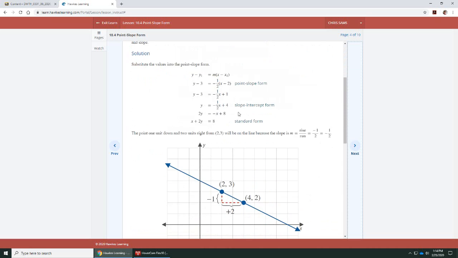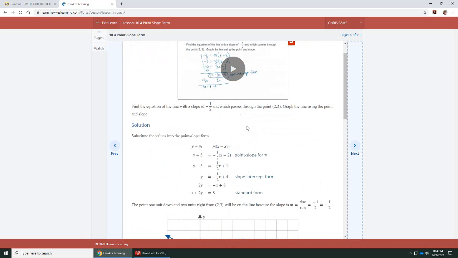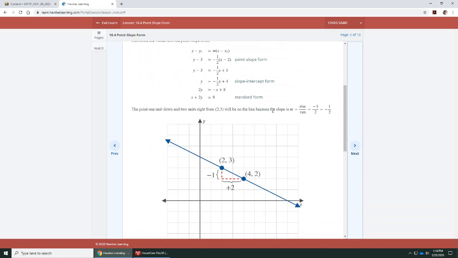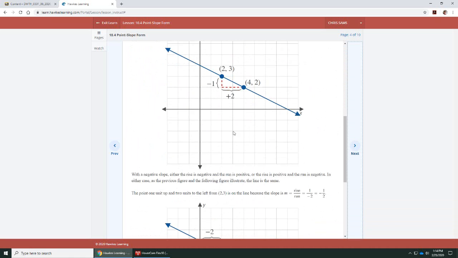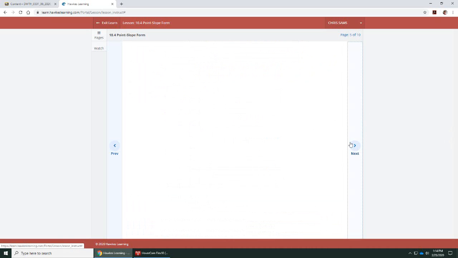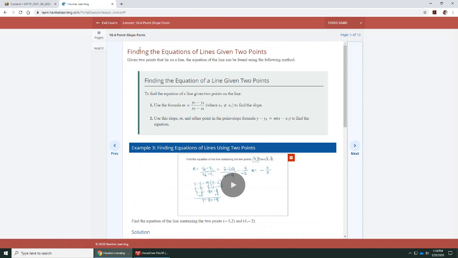So here are some examples provided by Hawk, taking you through point slope form, giving you a slope, giving you a point. And then sometimes you will be given 2 points. And I think that's coming up. Yeah, so now we're going to find it given 2 points.